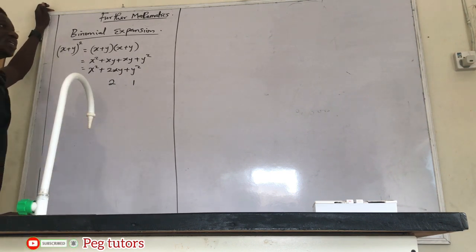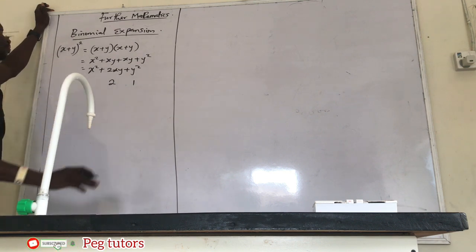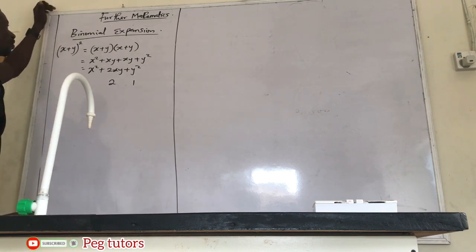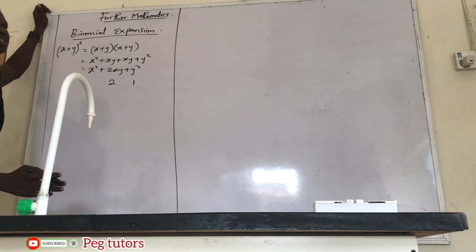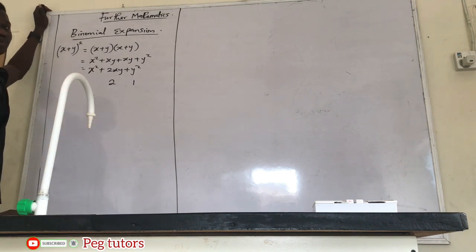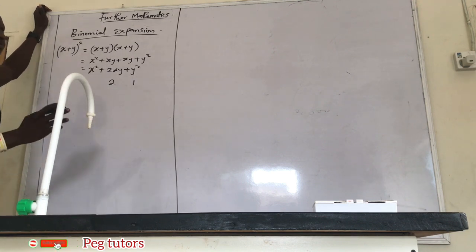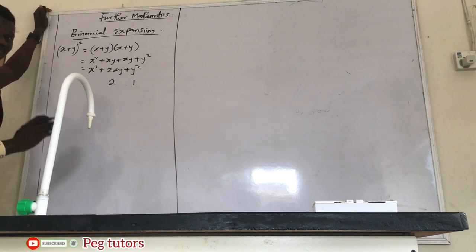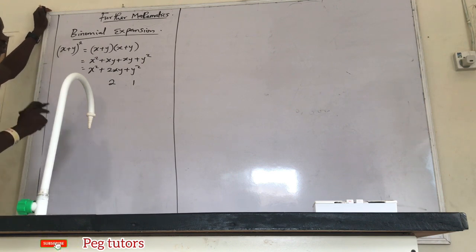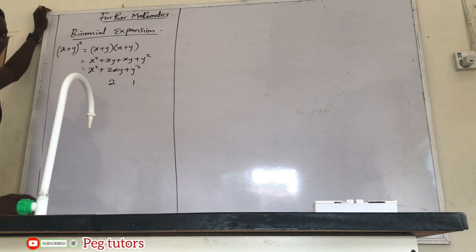But what about cases where they give you algebra in brackets with a higher power and you're expected to expand? How do you start with that? That's where binomial expansion comes into place. In binomial expansion, we'll be using two methods. Number one, we use Pascal's triangle, and number two, we use the binomial theorem. For the sake of this video, we're going to base on Pascal's triangle. After this, we'll go to the binomial theorem.